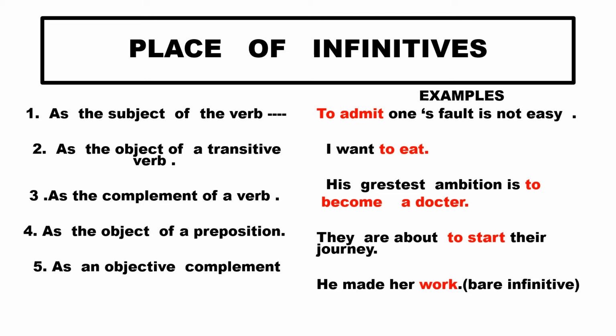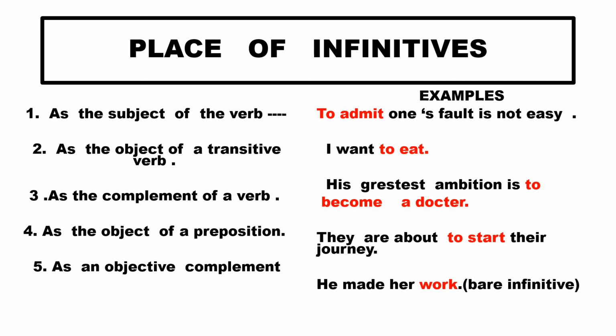Number four, as an object of a preposition. For example, "They are about to start their journey." Here the infinitive "to" is used as the object of a preposition. Number five, as an objective complement. For example, "He made her work." Here the infinitive is used as an objective complement.